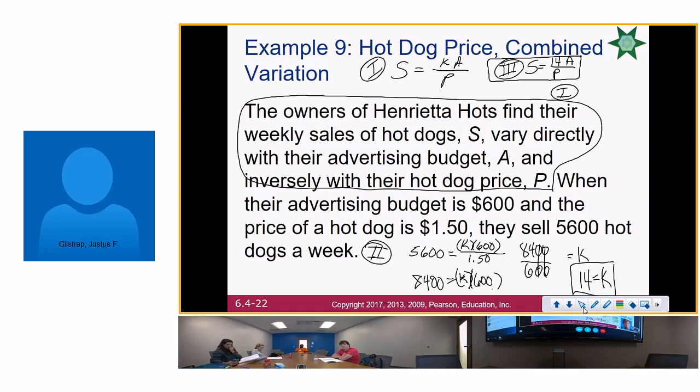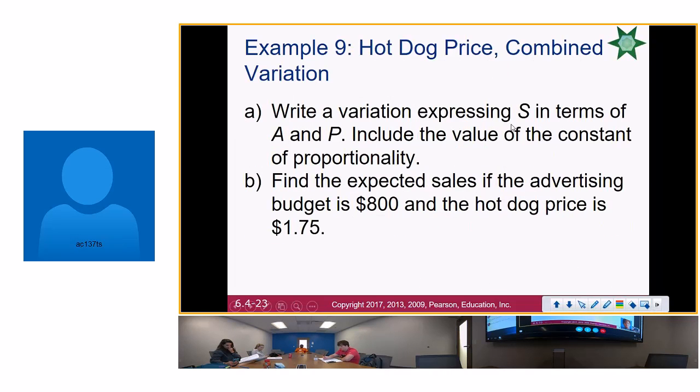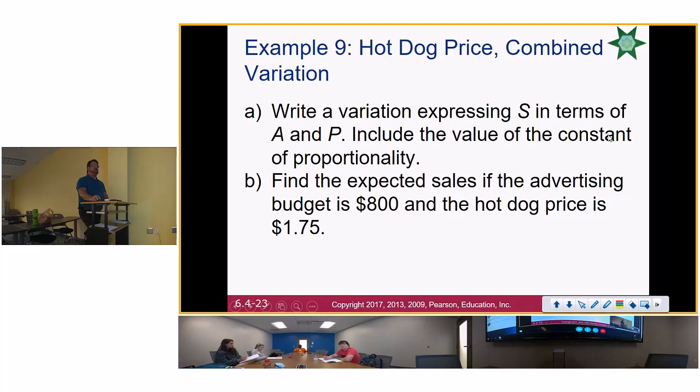There we go. Write a variation expressing S in terms of P. Include the value of K. Put constant, mark or highlight constant and put K and put quotation marks around K, because when they say the constant, some people usually get kind of confused. Include the value of K. Find K and plug it in. Find the expected sales if the advertising budget is $800 and the hot dog price is $1.75.